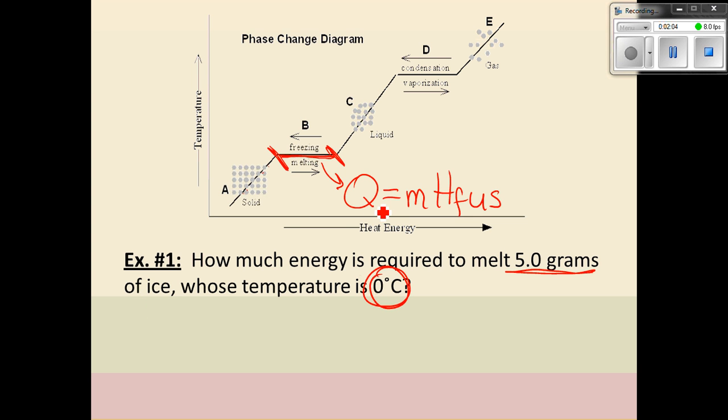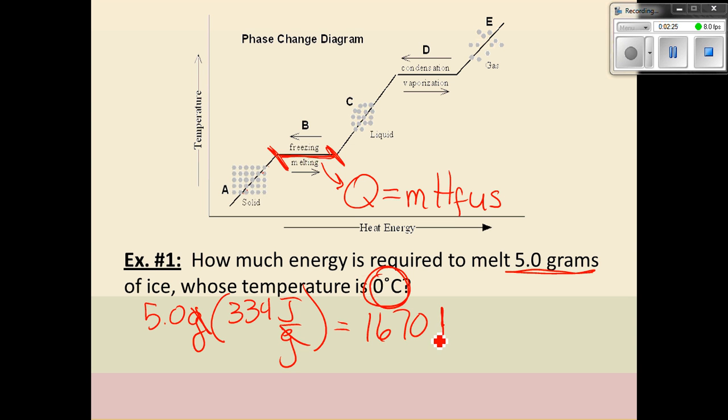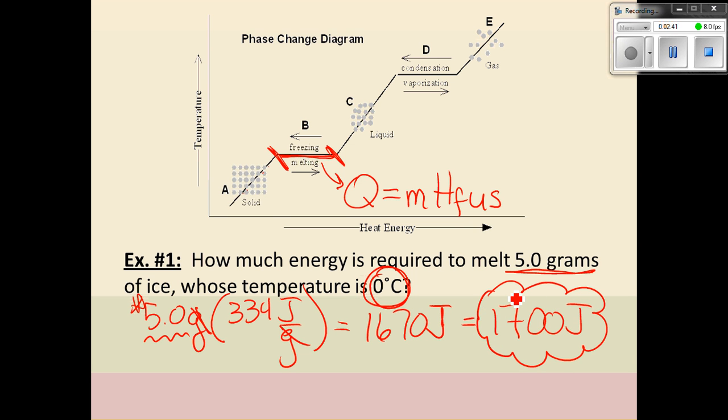So given this as our formula, I know that I've got 5.0 grams of ice. I know that it requires 334 joules to melt every gram of that ice. Don't forget to put your units in. The grams will cancel, so you know you set it up right. And now 5 times 334 is going to be 1,670 joules of energy. Two significant figures because this is our measured value over here. Always use your measured values. And you're going to end up with 1,700 joules required to melt those 5 grams of ice.